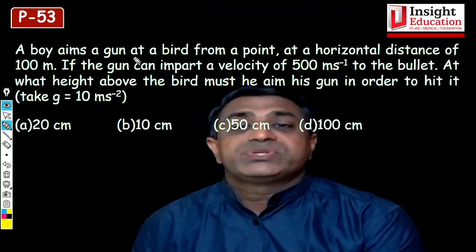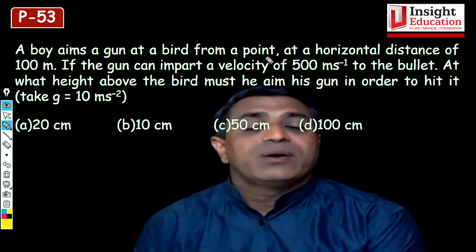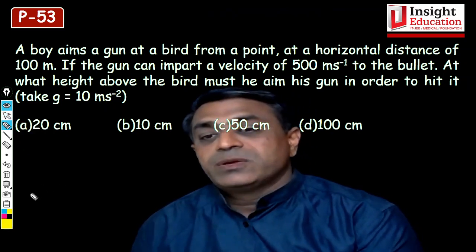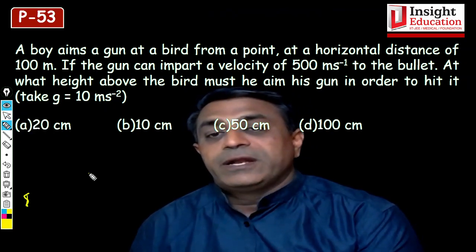A boy aims a gun at a bird from a point at a horizontal distance of 100 meters. So consider the boy and consider the bird.